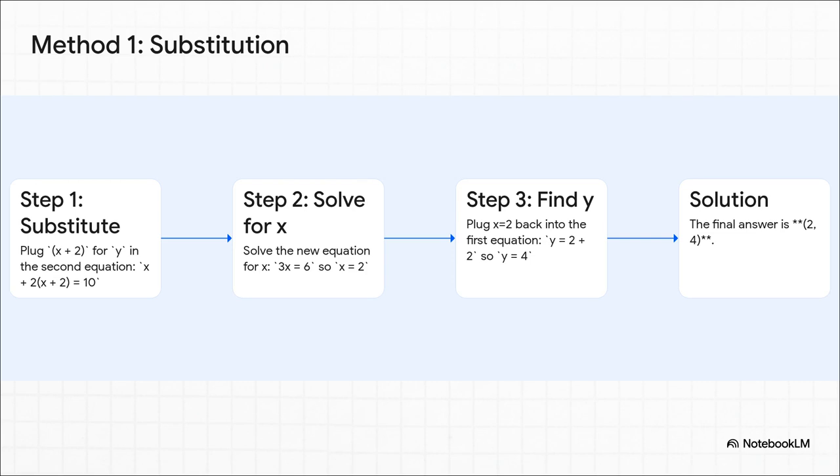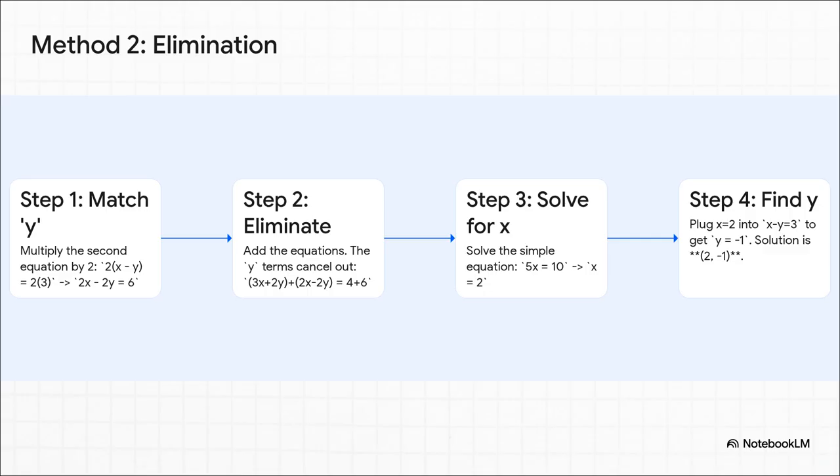See that top equation? It's basically handing us the value of y on a silver platter. So we take that information, x plus 2, and we literally plug it into the second equation right where the y is. The magic here is that, poof, we've created a brand new equation that only has one variable, x, and that's super easy to solve. We find out x equals 2, and from there, we just pop that value right back into that first equation to find that y must be 4. See? It's like a domino effect.